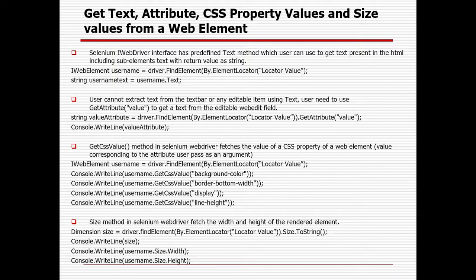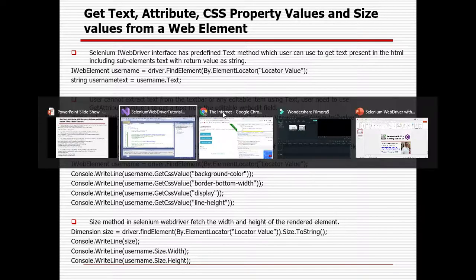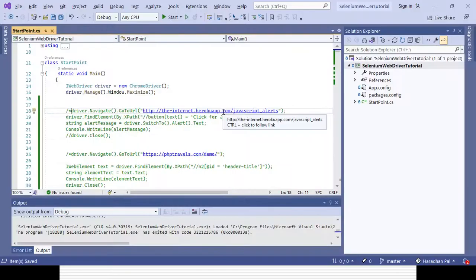But in case there is a web edit field, and you enter some value and want to get that entered value to display in the console or use it, the text method will not work. The user cannot extract text from a text bar or any editable item using text. The user needs to use the get attribute value to get the text from an editable web edit field. So I will show you how you can get the text after entering it in the web edit field.